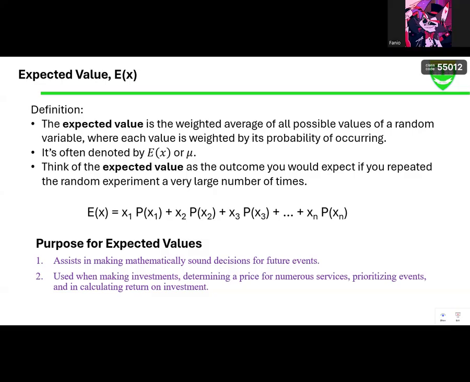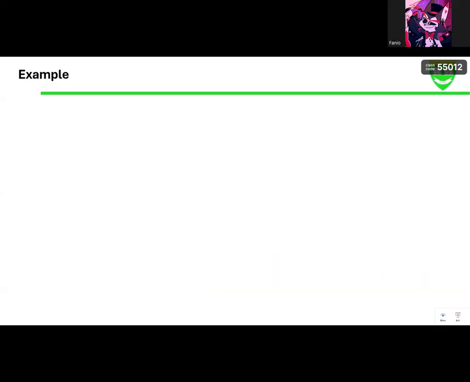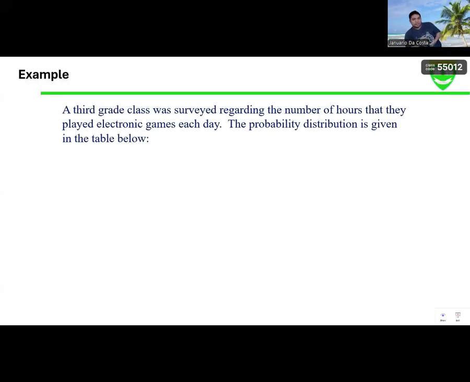All right, let's do an example. For example, a third grade class survey regarding the number of hours that they played electronic games each day.